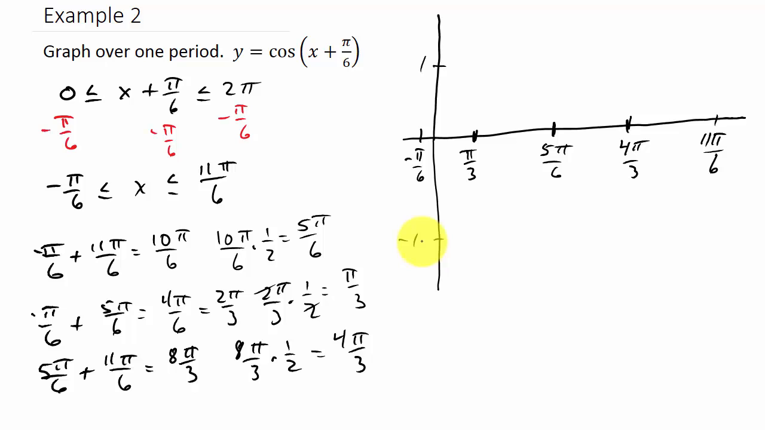Alright, so remember where the cosine starts. We're going from negative pi over 6 to 11 pi over 6. So where we start, cosine starts out at a maximum, and then the next point it goes to 0, and then it goes to a minimum, and then it goes to 0, and then back to its maximum. And so our graph is going to look something like that.